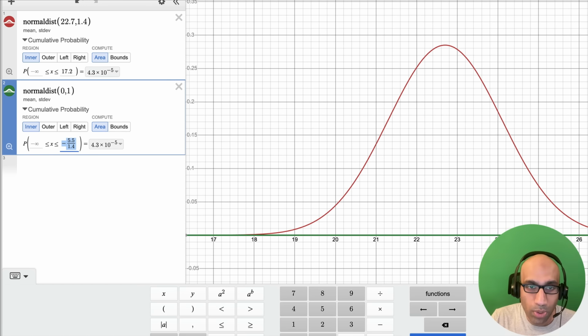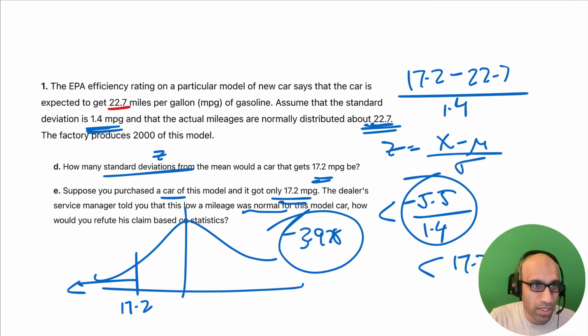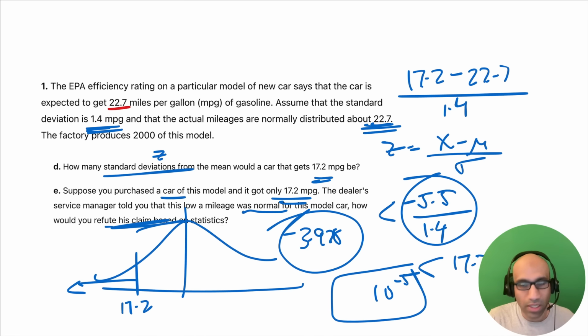So the probability is 4.3 times 10 to the negative 15. Let's go to the salesman and whoop him. So the probability is extremely small. This is how you will refute his claim, by saying it's like 10 to the negative 15, come on, right? The car is a lemon. So basically, this is how you do it.